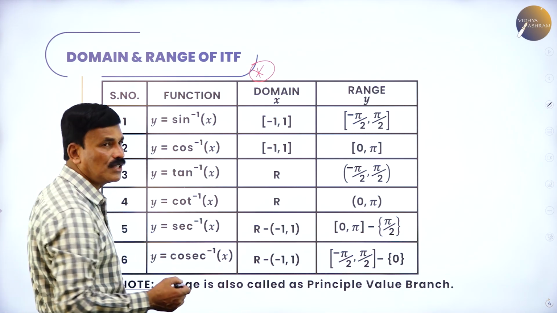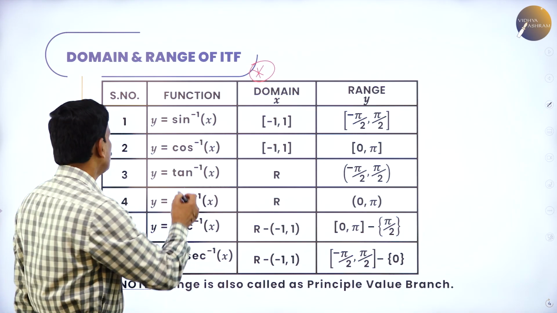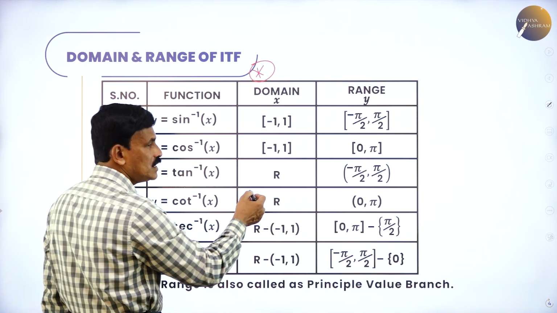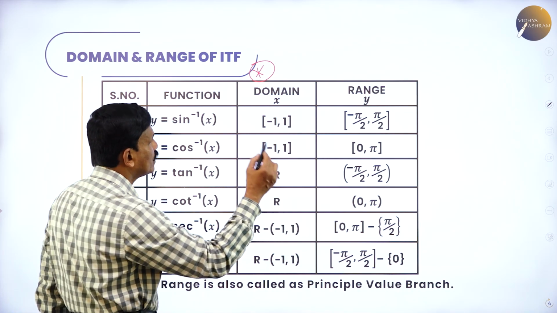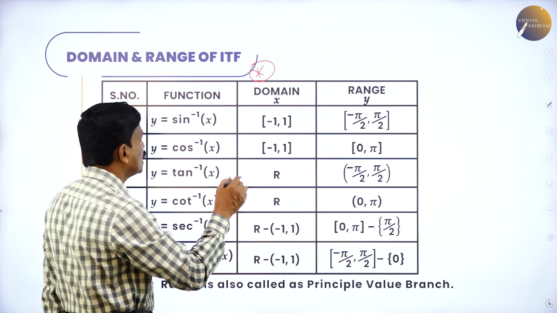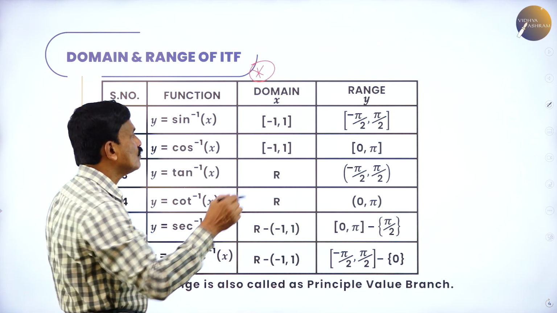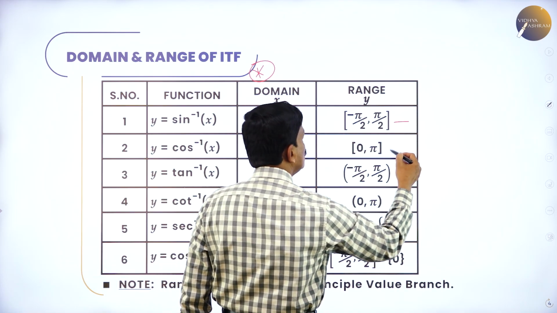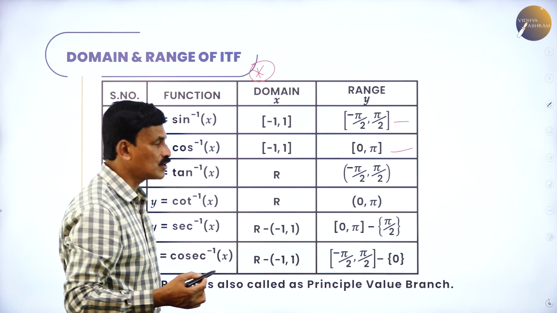Similarly, for cos inverse x, if y is equal to cos inverse x, then the domain is the same, minus 1 comma 1, whereas the range is from 0 to pi. For cos inverse x and sin inverse x, the domain is the same, whereas the range for sin inverse x is minus pi by 2 to plus pi by 2, and for cos inverse x it is 0 comma pi.